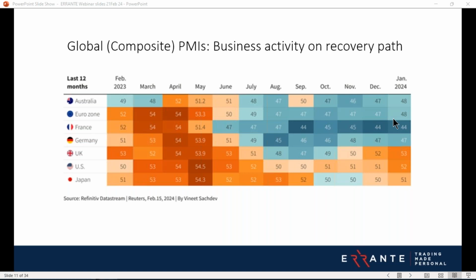That January figure hit a 6-month high, and the bloc really avoided recession late last year, but is still in contractionary territory. As I say, though, the outlook is possibly picking up in Germany, to a lesser extent in France, as I pointed out, but potentially we could see some improvements as the year progresses.